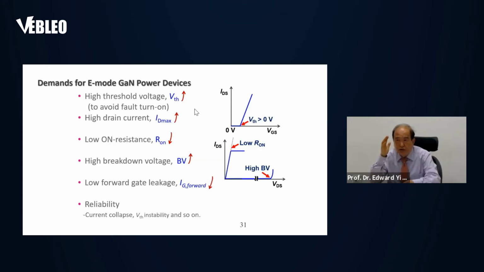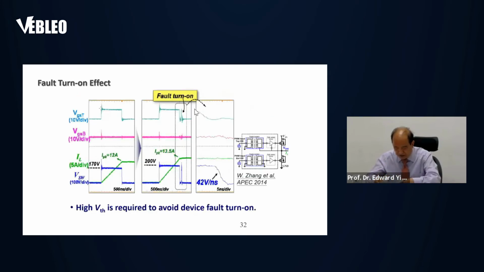For example, your threshold must be high to avoid false turn on, and you must remain high current and high breakdown for a high power device, and you want to remain low resistance, so it will not affect your power consumption, and with low leakage current. And finally, it should be reliable.